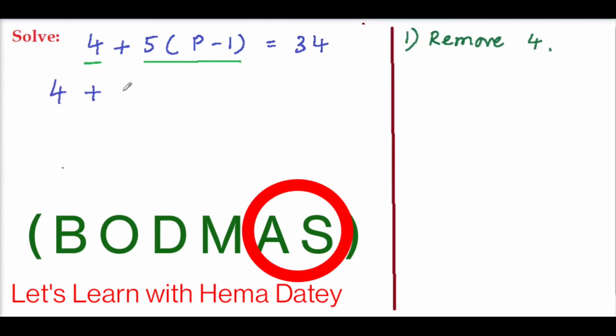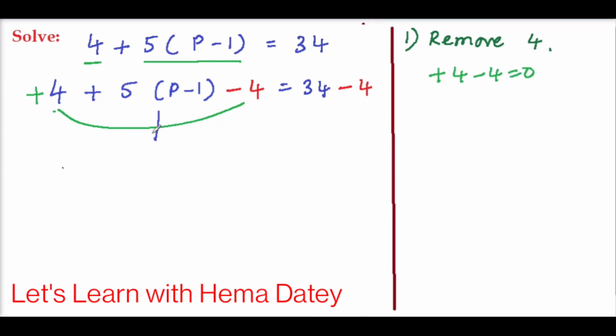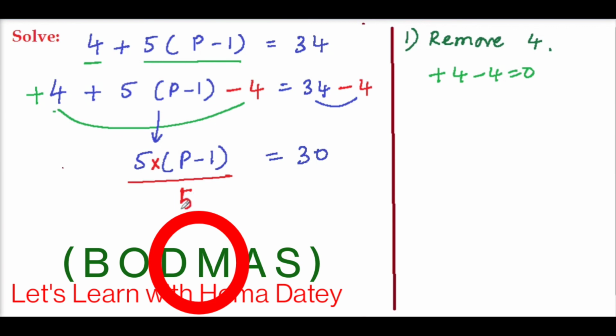Here also we will use the reverse order of BODMAS to remove the operations. So first of all we'll remove addition or subtraction. First we'll remove plus 4, and for that we will do minus 4 on both sides. This 4 is positive and this is negative. Plus 4 minus 4 gives 0. On the left hand side we will be left with 5 bracket p minus 1, and the right hand side is 30. Between 5 and p minus 1 there is a multiplication operation.